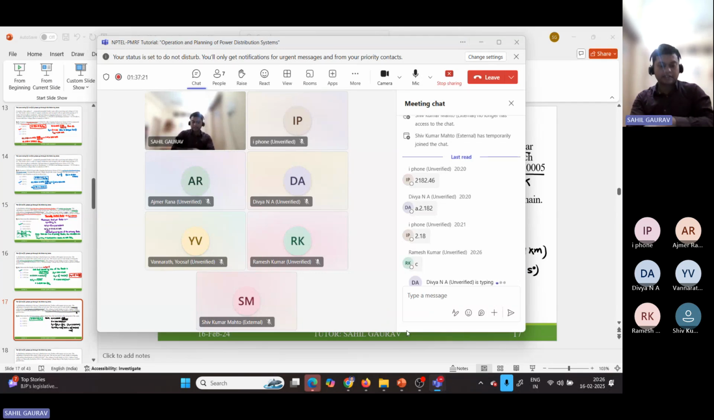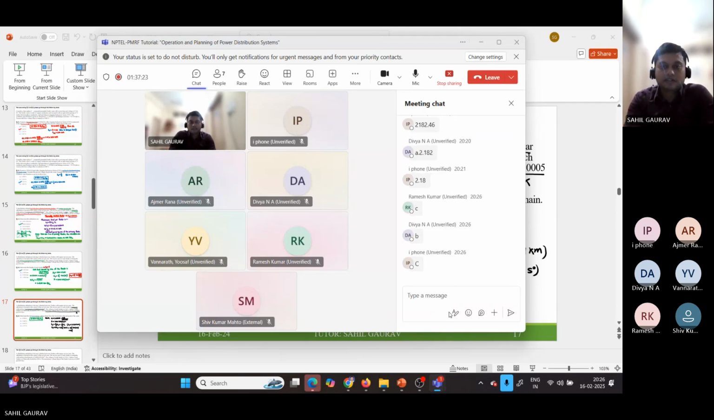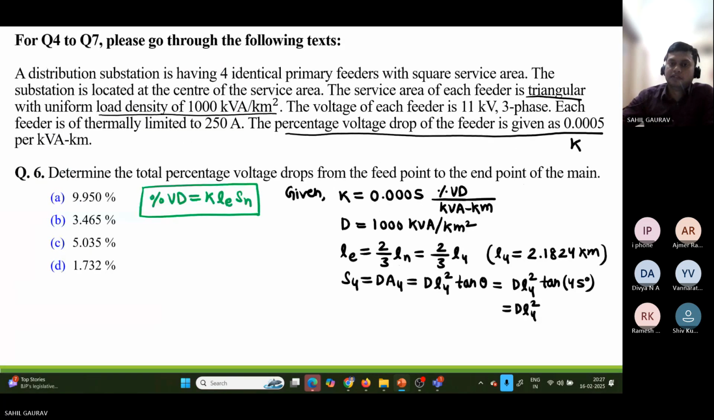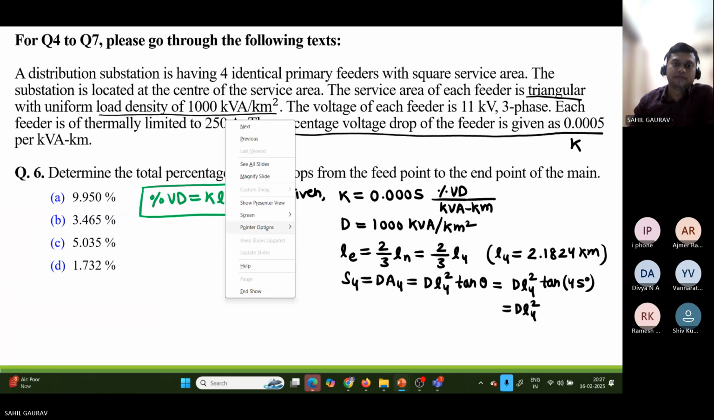Ramesh is saying C. Incorrect, Ramesh. Answer is B. Div, you are correct. Very good. B is the correct answer, 3.4665%. You just have to substitute all these values.